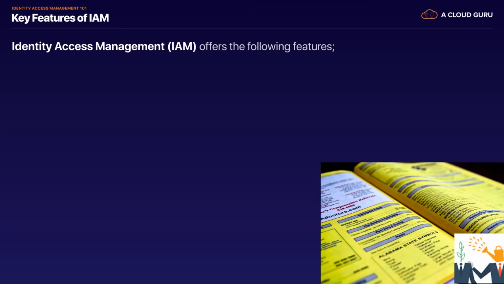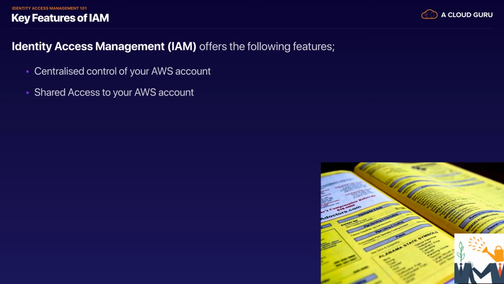So Identity Access Management offers the following features. It gives you centralized control of your AWS account. It gives you shared access to your AWS account. It gives you granular permissions, so you can say, okay, I want people to be able to access this service, but I don't want people to be able to access that service.